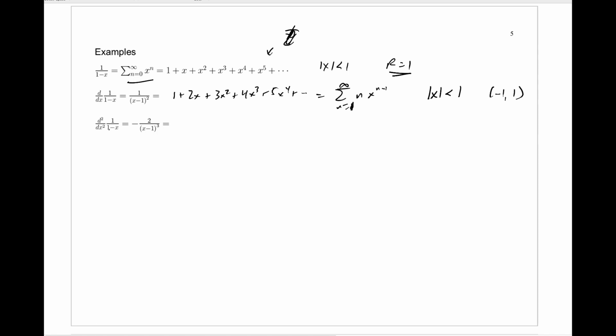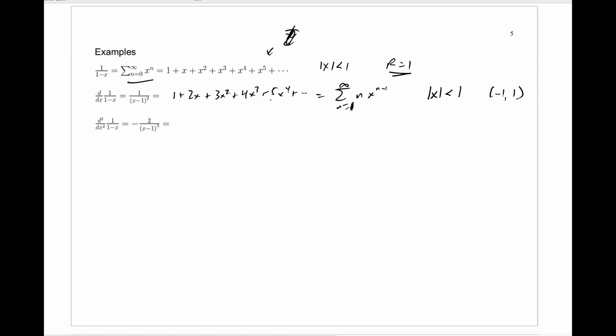Let's differentiate one more time. What's the second derivative of 1 over 1 minus x? Well, if you differentiate this just using calculus, you get minus 2 over x minus 1 quantity cubed. Make sure you're comfortable differentiating that.